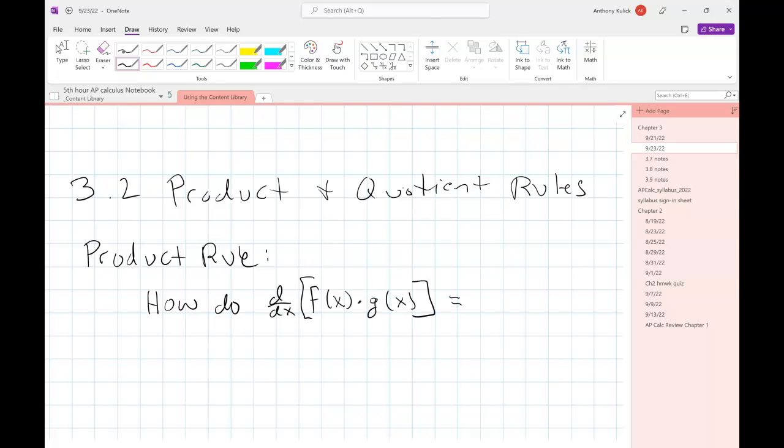Now, naively, maybe we'd think that the derivative works the same way as the limit does, right? If I took the limit of the product, I could just have the product of the limits.